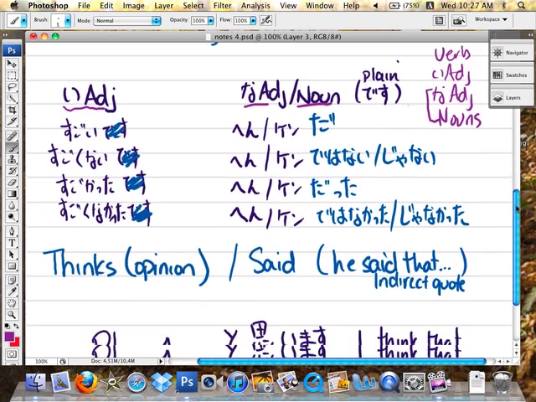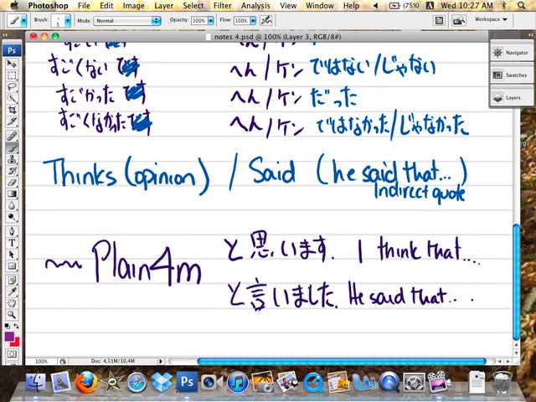The plain forms are all used when we are thinking and quoting. And remember that when we think and when we quote, these are positive. But if it's something like, I don't think it's great, the negative happens here. The past happens here. This is where the tense, the positive, the negative, the past, the negative past, this is where it all happens. So always "to omoimasu", and then make it the thought that's positive or negative or past.